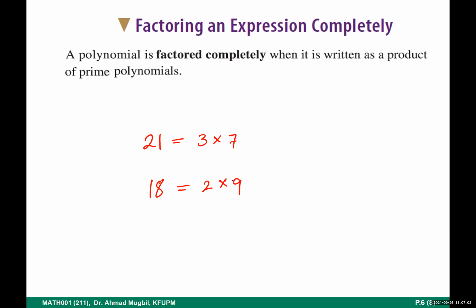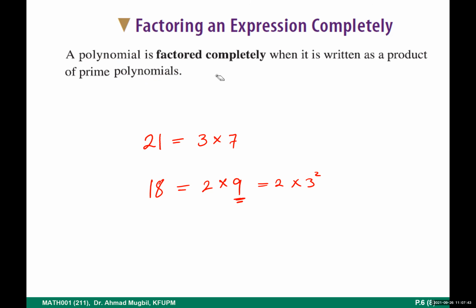No, it is not, because you are still able to factor 9. So this will be 2 times 3 to the power 2. Now it is completely factored. The same can be said about polynomials. If you just replace this by numbers, a number is factored completely when it is written as a product of prime numbers. This is section P2, the fundamental theorem of arithmetic. Now, a polynomial is factored completely when it is written as a product of prime polynomials.